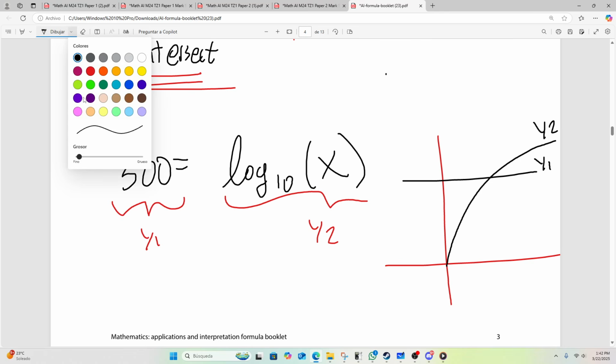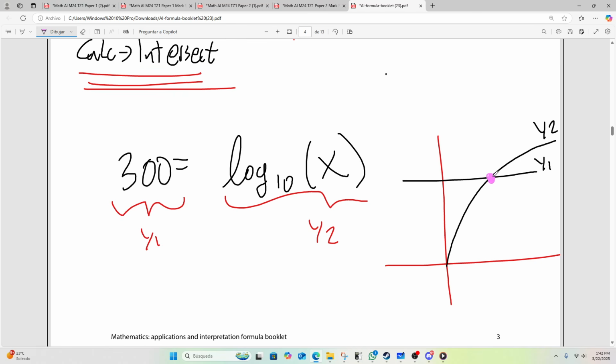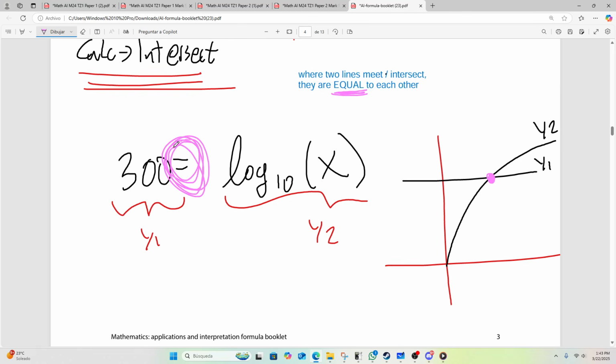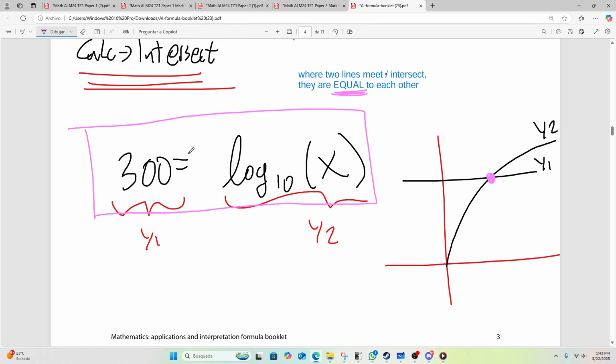So suddenly, if you do calc intersect, and I guess this is a theory you need to know, where two lines meet or intersect, they are equal to each other. So the calc intersect trick can help you find what value makes this whole thing true, what value makes this equal each other.